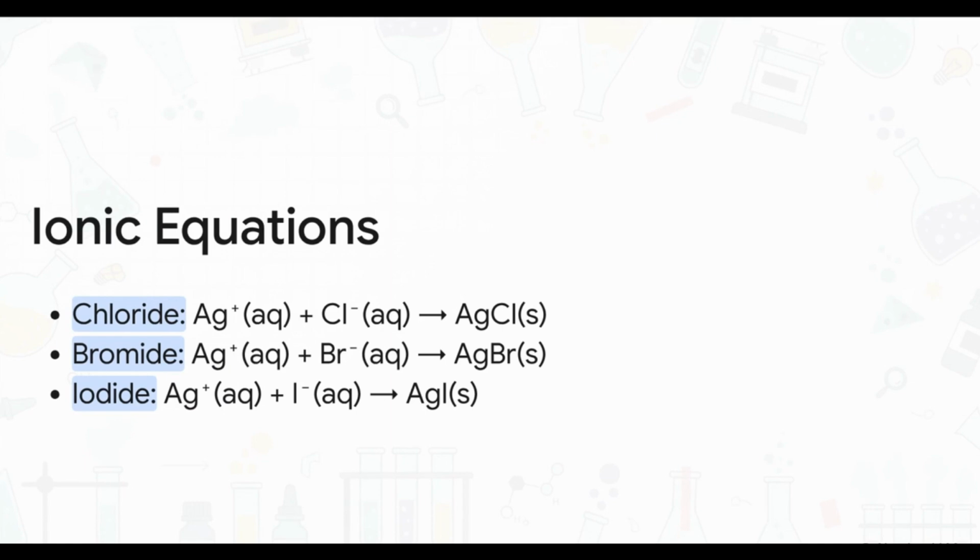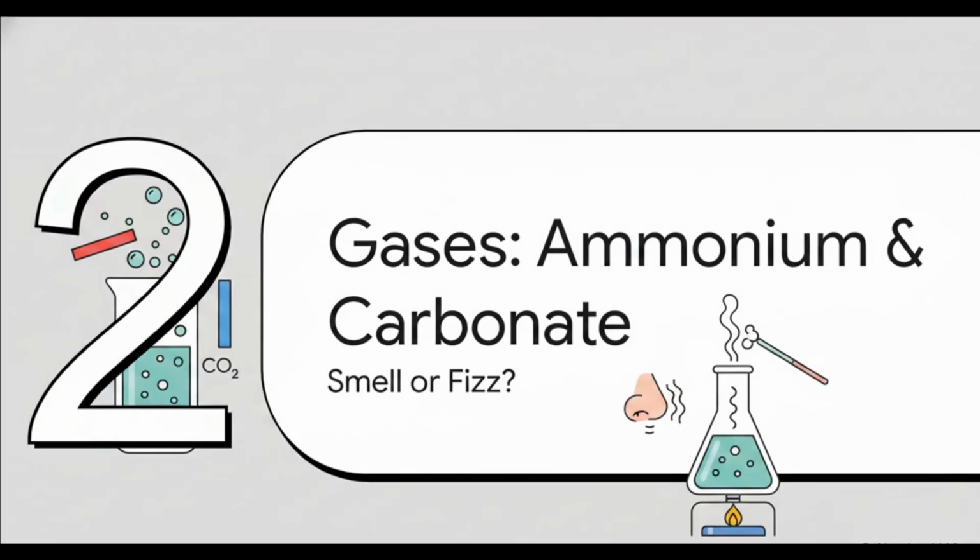So what's actually happening chemically in that test tube? It's really simple. The positive silver ions from the silver nitrate are finding the negative halide ions in your solution, and they're instantly sticking together to form those solid precipitates that we see. You absolutely have to know these ionic equations. They come up all the time. All right, toolkit's out. Let's add a couple more tools.